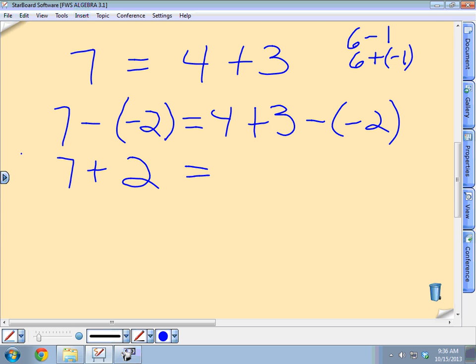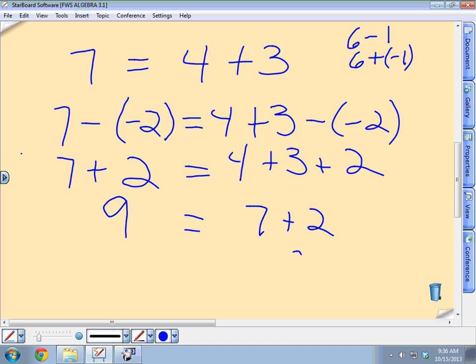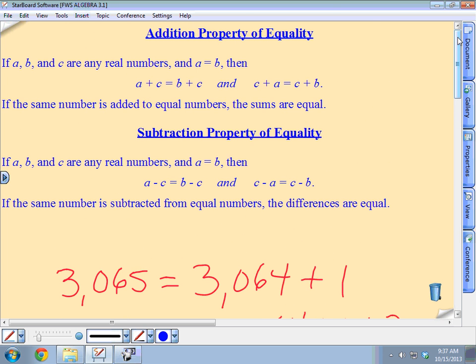Okay, Alex, how am I going to rewrite this side? 4 plus 3 plus 2. Good. And of course 9 equals 7 plus 2, which is also 9. Okay? So you can see that that's true. So that's the addition and the subtraction property of equality. That's all it says. Anytime you have an equality, you can add the same thing to both sides. And this is what confuses some of you when they start throwing the letters in, right?